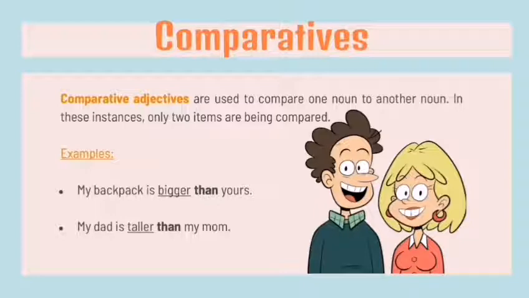If you notice, in both sentences we have the same structure. This structure will help you to build sentences using the comparative form. First, we have the first noun that is being compared, in this case, my backpack. Also, we have a verb, which is essential in a sentence. After that, we have the adjective that we're going to use, and together we have the comparative form of it.